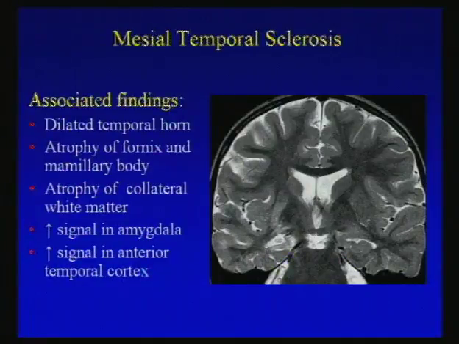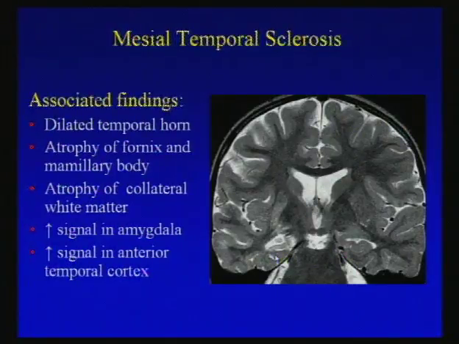Since there is atrophy, we see dilatation of the adjacent temporal horn. The fornix is the efferent white matter pathway, so that can be atrophic, and that connects to the mammillary body. And here we see atrophy of the ipsilateral fornix and mammillary body. Also, we can see atrophy of the collateral white matter. This is another little sign that's better seen on T1 weighted images, but if you compare the white matter on the right side to the left side, you can see that it's atrophic.